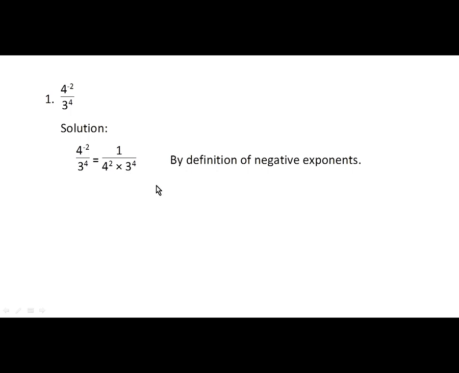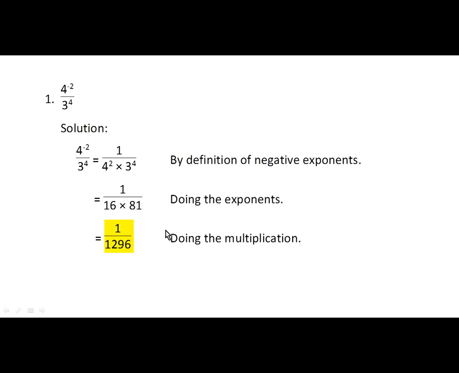Now, according to My Dear Aunt Sally, we do 4 squared and 3 to the 4th. So 1 over 16 times 81. You get 1 over 1,296.